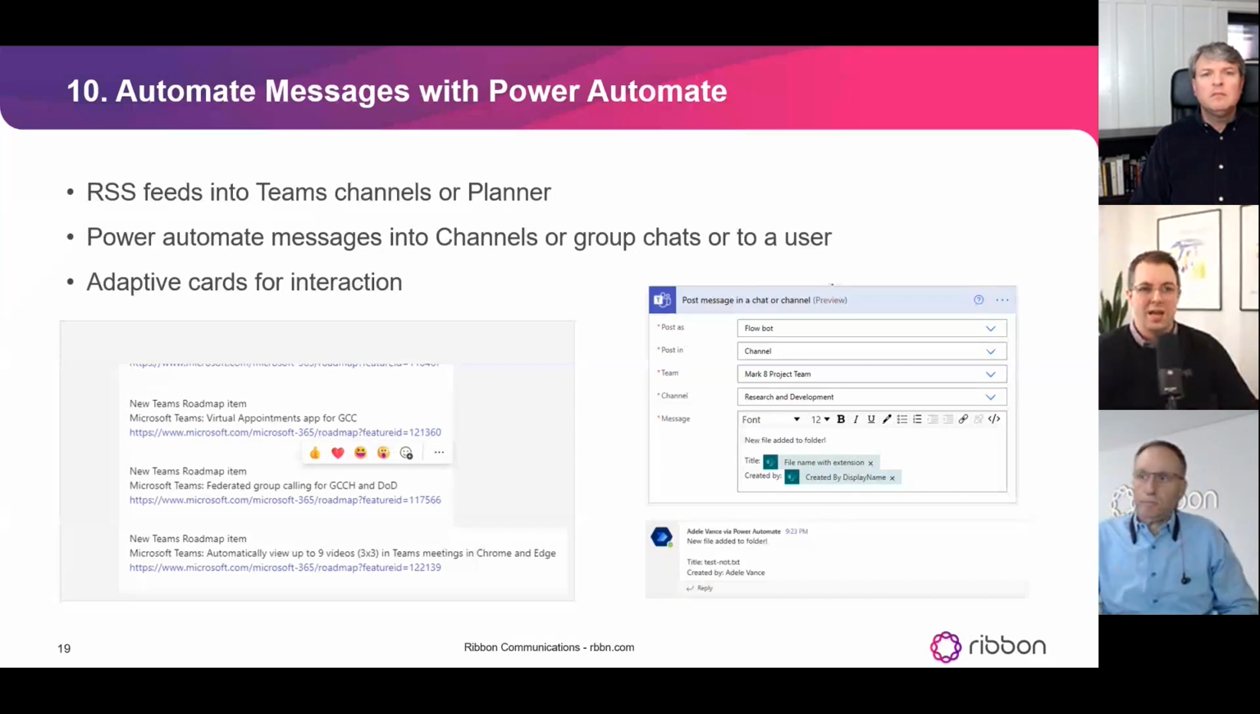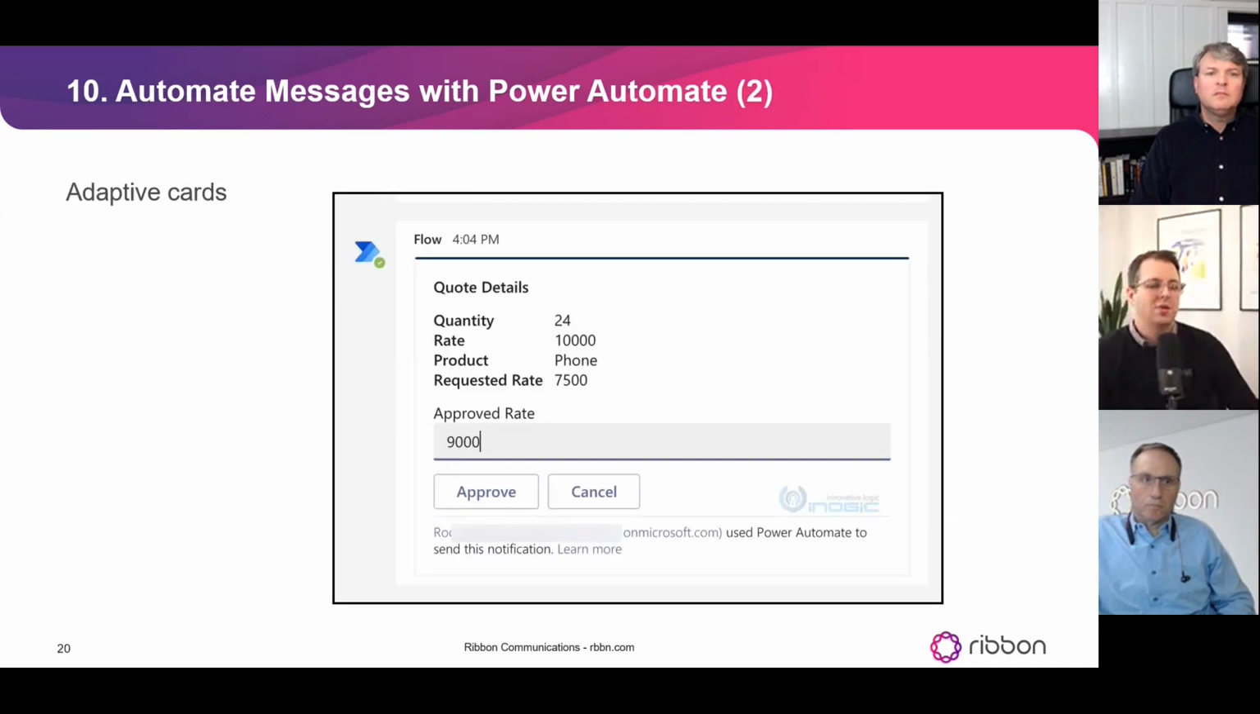So you can take any action in, a new file got created, tell somebody the file got created, a deal closed, post that the deal got closed. And again, you can point these at individual group chats or users or channels. And if you want to take that to the next level, you have adaptive cards as well.